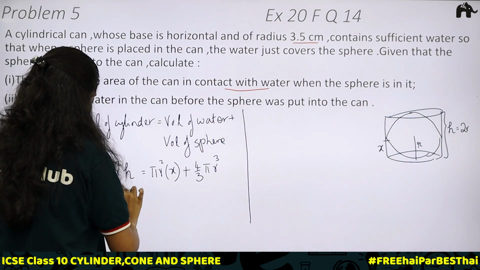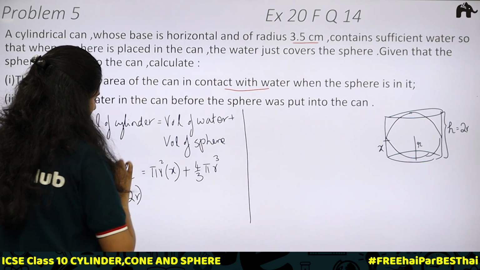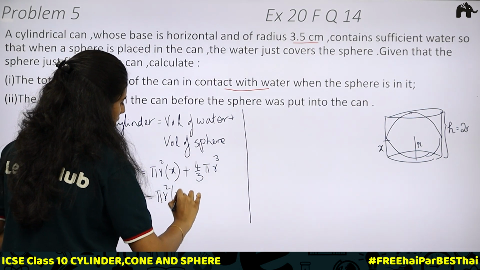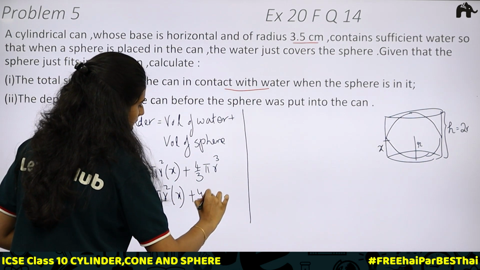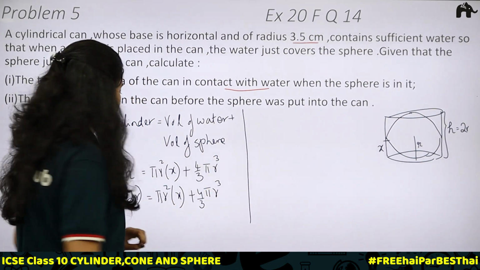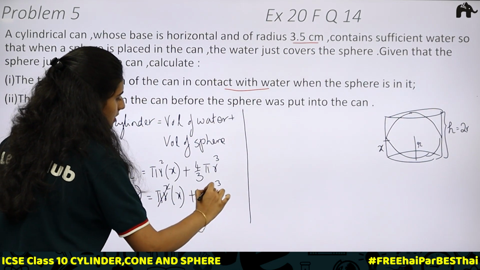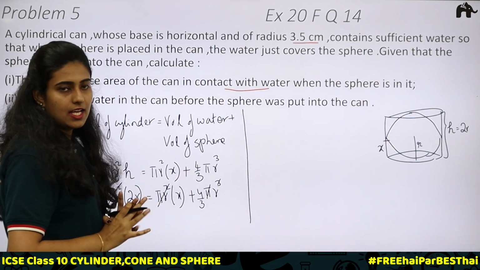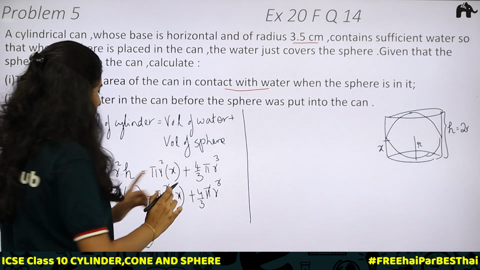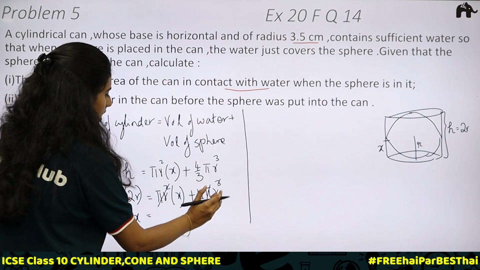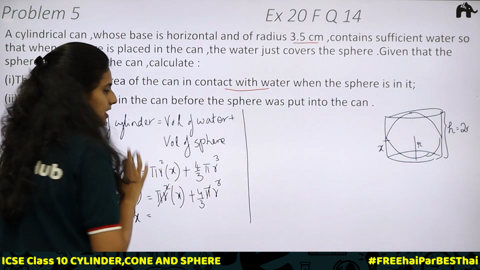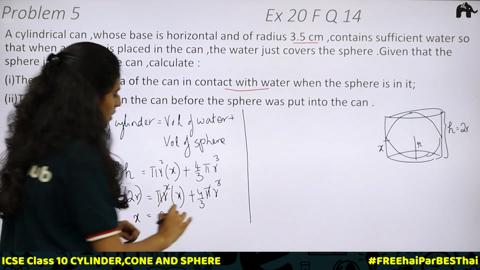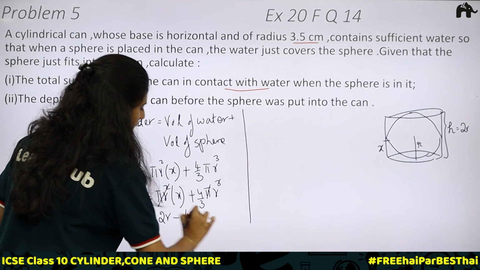Pi r square into 2r will be equal to pi r square into x plus 4 by 3 pi r cube. Here pi r square can be cancelled. When r square is cancelled, r will be remaining here. We need to find x. What is x? X will be equal to, taking other terms to the opposite side and keeping x on one side, 2r minus 4 by 3 r.